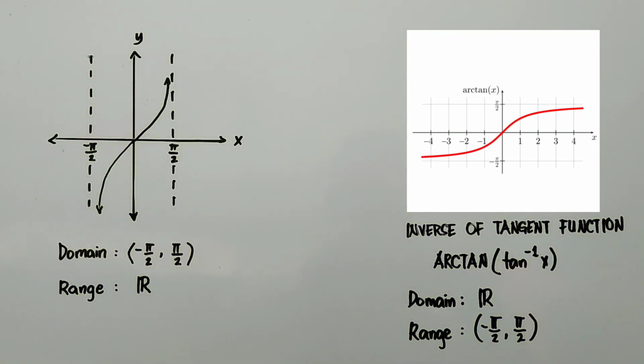So we will just interchange the domain and range. So the domain here is the set of real numbers, and the range is negative pi over 2 until pi over 2, excluding the 2 values. So if we get the measure in degrees, this is negative 90 degrees and positive 90 degrees. Meaning to say, the values for our arctan is from quadrant 4 until quadrant 1. So that will be the restriction for the arctan.